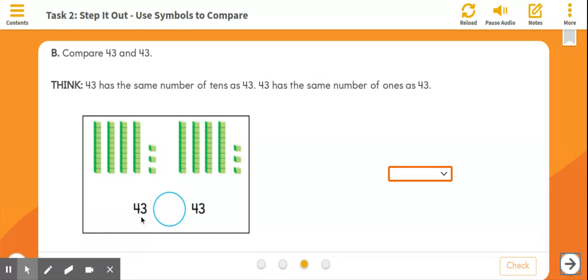Now, this time, 43 and 43, they're the same. So what math symbol do we have that means the same as? We have an equal sign. They are the same. So 43 is equal to 43. 43 is the same as 43.